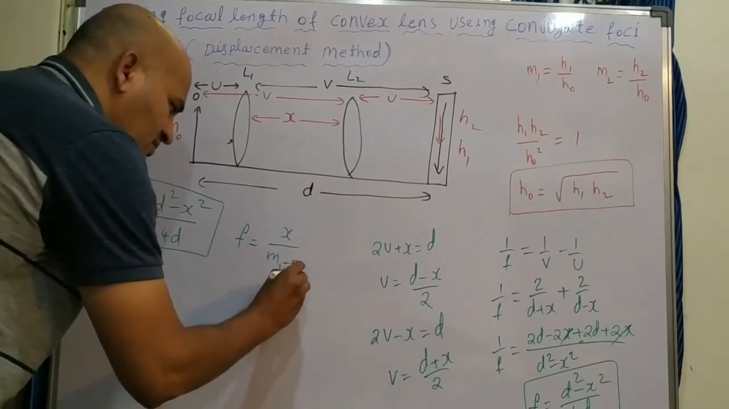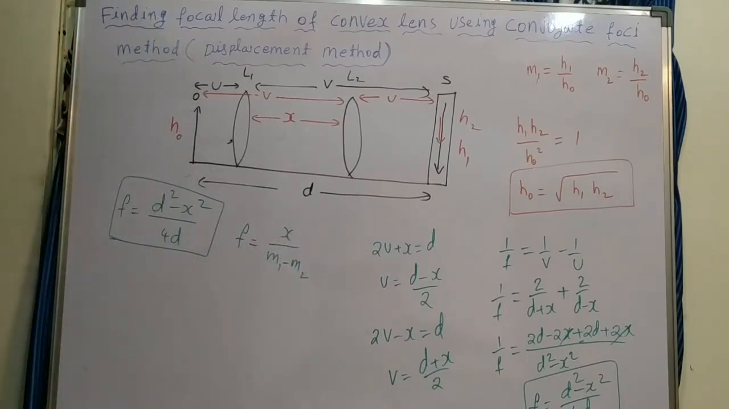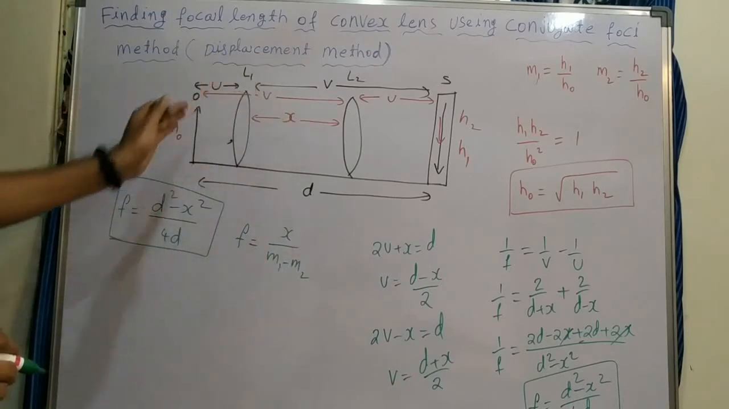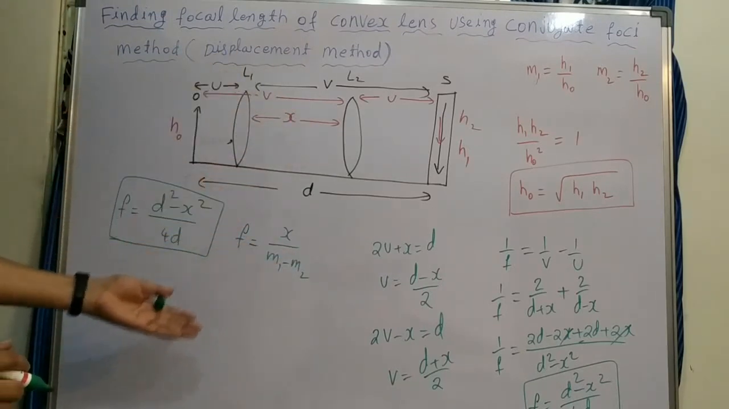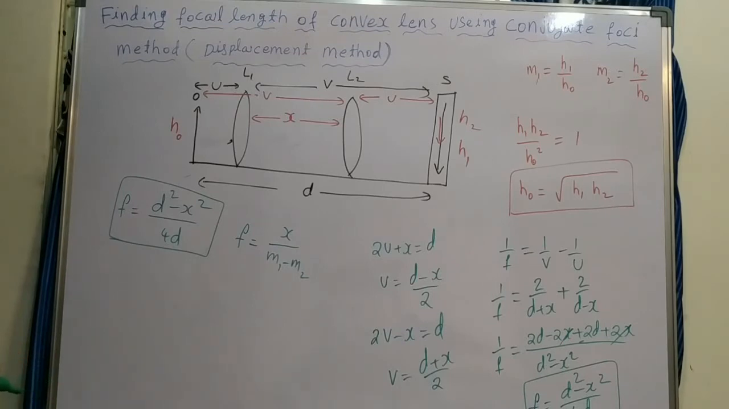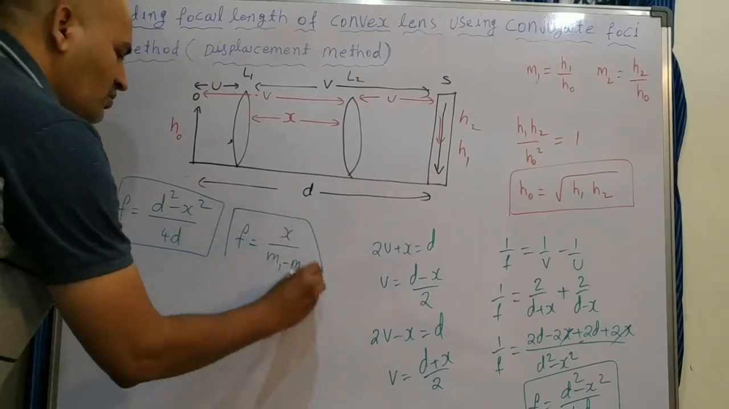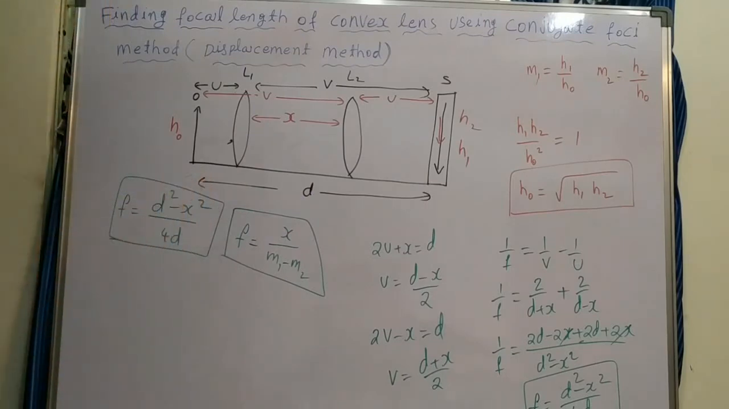m1 minus m2. So what is m1? We know that it is image distance by object distance, v by u, and m2 is u by v. If you substitute those values, you get f equal to uv by u minus v. We get the focal length formula, 1 by f equal to 1 by v minus 1 by u. So this is about the focal length of a lens using the conjugate foci method or displacement method.